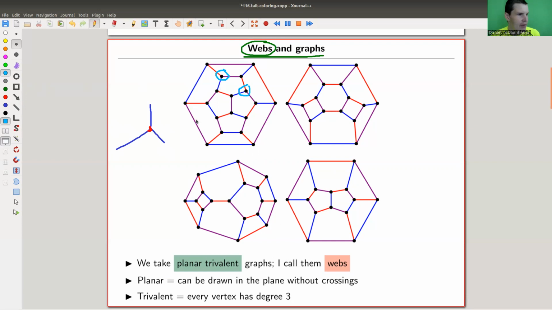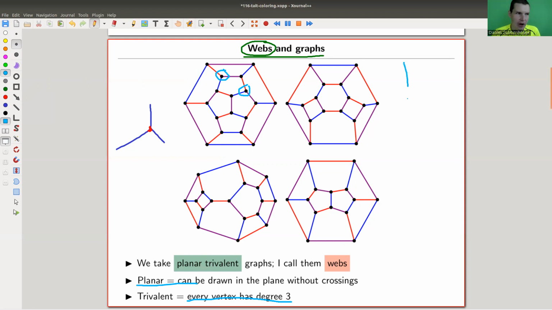Because they tend to form bigger hexagon type objects, they look a little bit like webs. These are small examples. If you think of something really huge with this trivalent property, it actually will look like a spider web. That's why they are called webs. Planar just means I can draw them without crossings. Trivalent means every vertex has degree 3. And planar, they can be drawn without crossings.